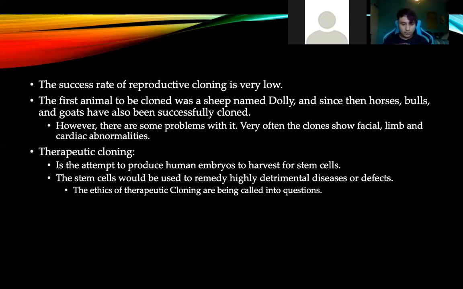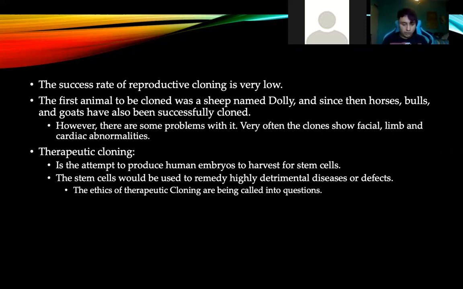Okay, so the success rate of reproductive cloning is incredibly low. The first animal to ever be cloned was a sheep named Dolly. Since then, it has worked on horses, bulls, goats, and other organisms. However, there are problems that arise. Often enough, the clones show some sort of abnormality, whether it be facial, limb, or even cardiac abnormalities.